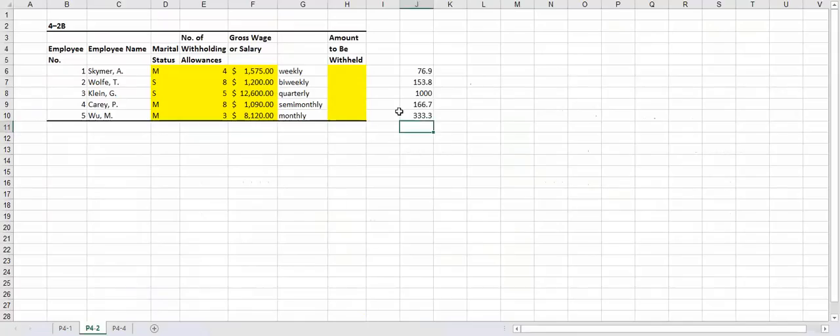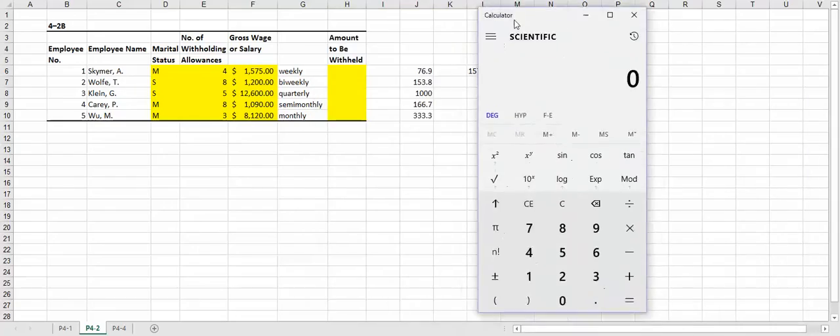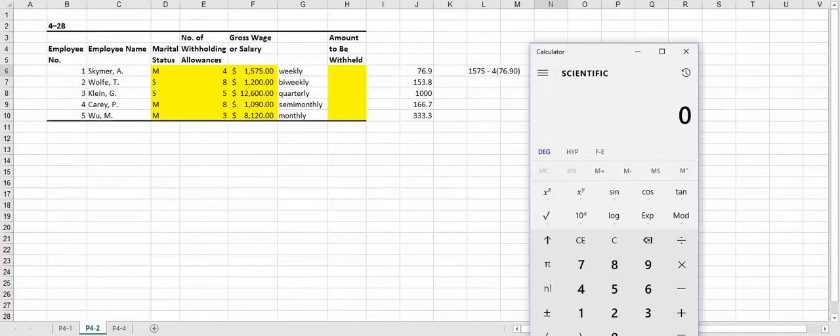So we're going to go back to our problem and figure out how much of his weekly salary is actually taxable based on his withholdings. We're going to take our $1,575, subtract, he has 4 allowances, and he's allowed $76.90 per allowance. This is going to tell us how much of his income is actually taxable. Again, do not rely on Excel to do the calculations for you. Pull up the calculator again.